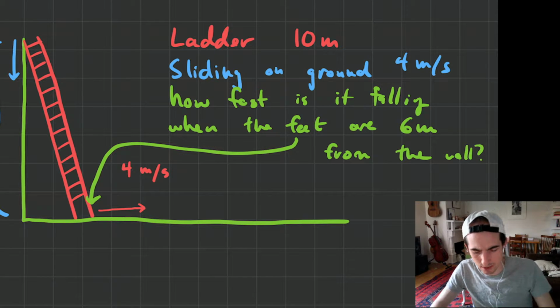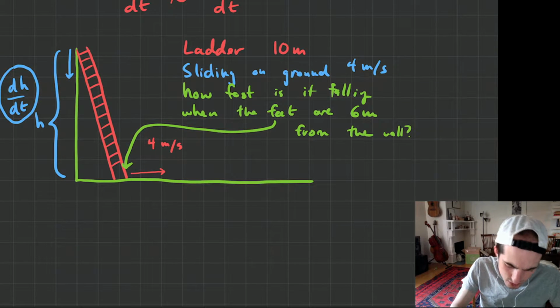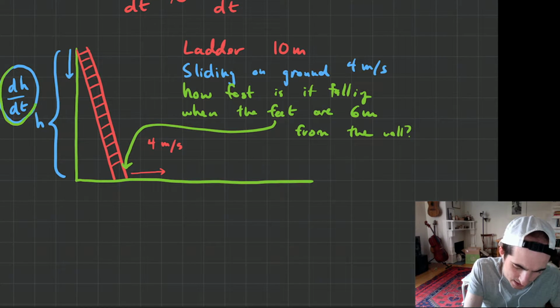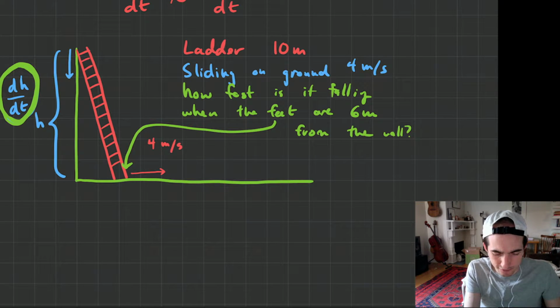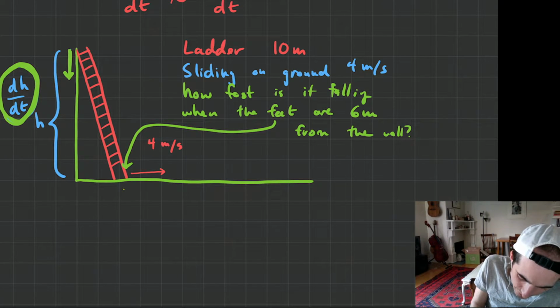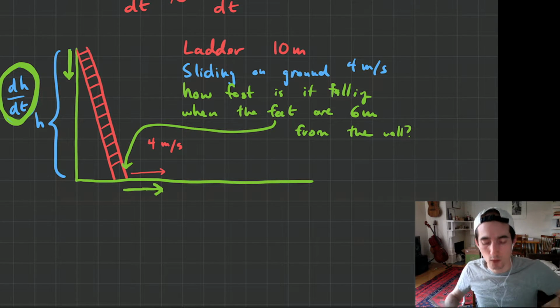Okay, and that's what the question is. So we don't know exactly what dh by dt is, right? But that's what we want to solve for. But you can imagine that the rate at which the ladder is falling down is related to the rate at which the feet are sliding in this direction, right? So in that sense, that is what we're talking about when we say related rates. We have two rates that are related to one another.